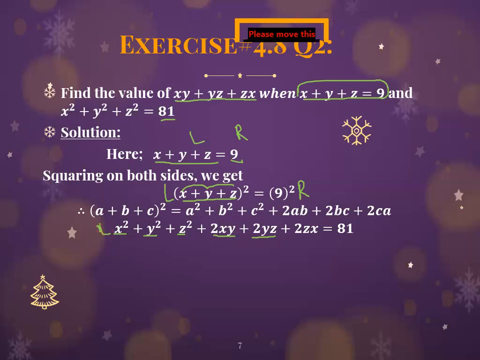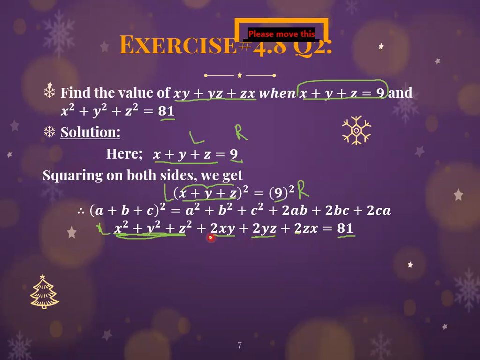Now on the right side what you have is the whole square of 9. So you will take the whole square of 9, which is 81. 9 multiplied by 9 is 81. Now, the question is what you have to find here. You have to find the value of xy, yz, and zx, and the value of this term is given. But here you have this 2.